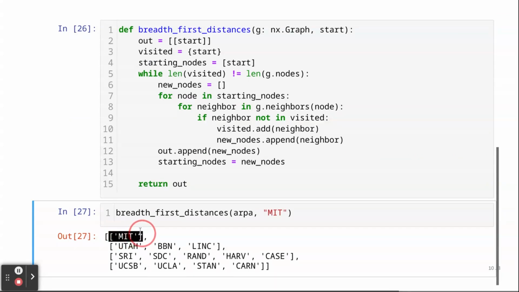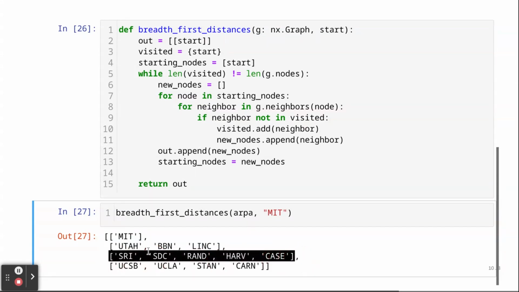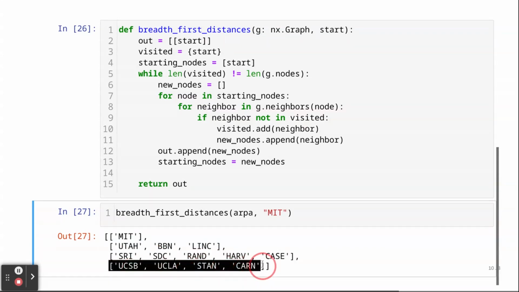The first item in the outer list is a list containing only MIT, representing that MIT is the only node at distance 0 from itself. At the 1 position, we have all the nodes at distance 1 from MIT. Here at the 2 position are the distance 2 nodes, and finally we have the distance 3 node.